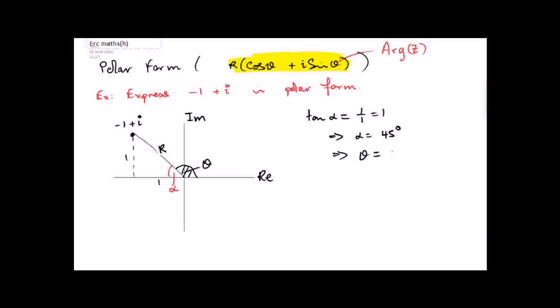180 minus 45, which is 135 degrees. Is that okay? So theta is 135 degrees. Okay?